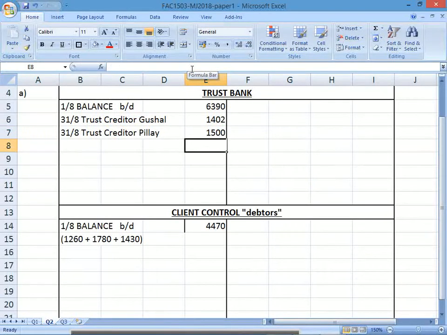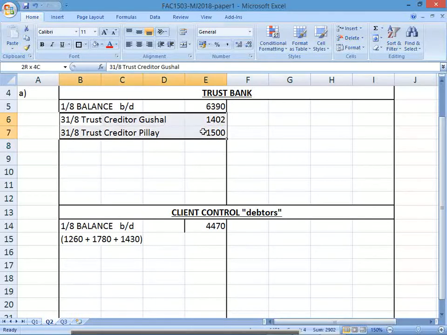1500. That's it. There's no need to show the trust creditors. When we did those examples in the textbook, I did show the other half of the transaction. You're not required to, so don't do more than you have to, because it will waste time in the exam. Only do what you need to do and think about it carefully.